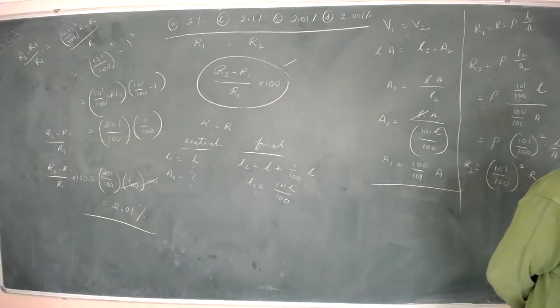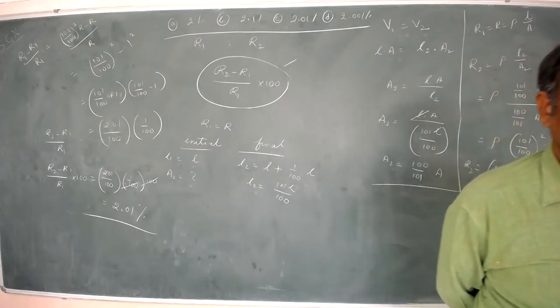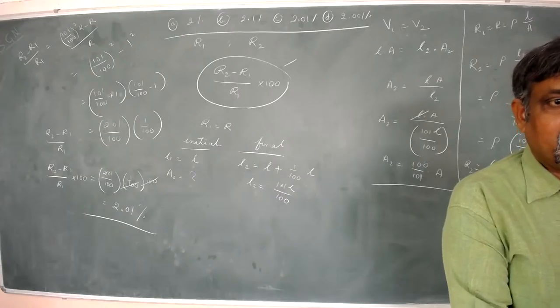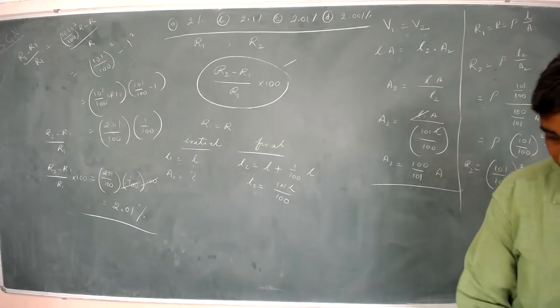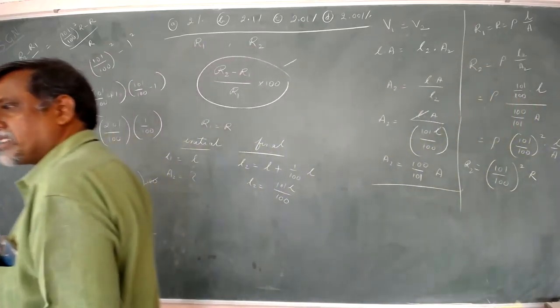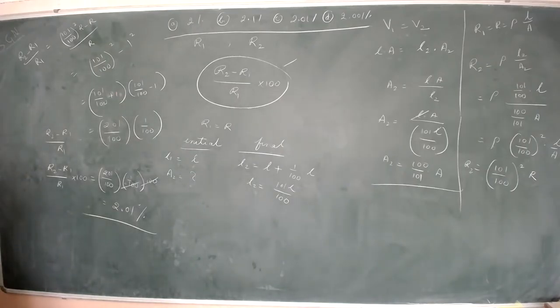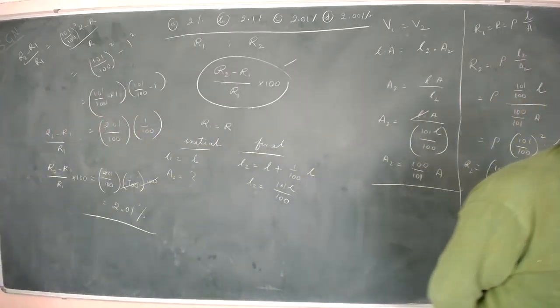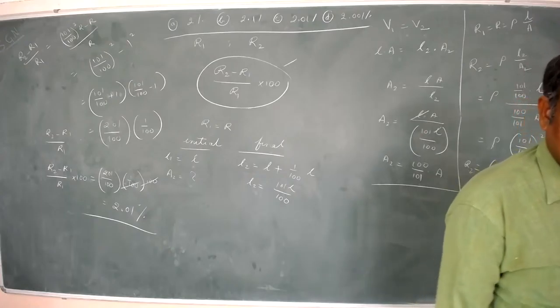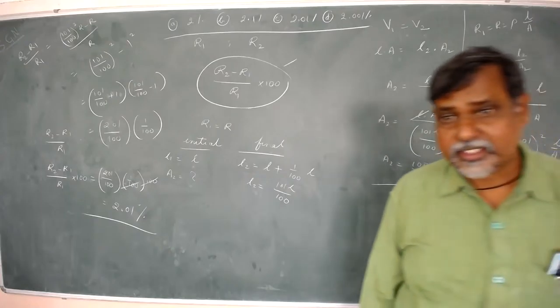Somebody is telling 0.1, which is a guessed answer. The area of cross section is reduced by 0.1%, then the percentage change in the resistance is to be found. Zero point two percent decreases.